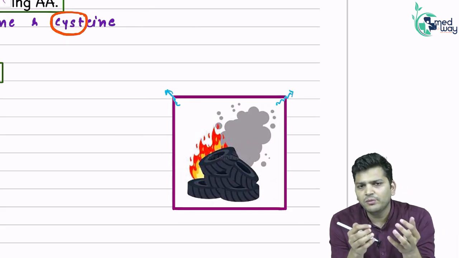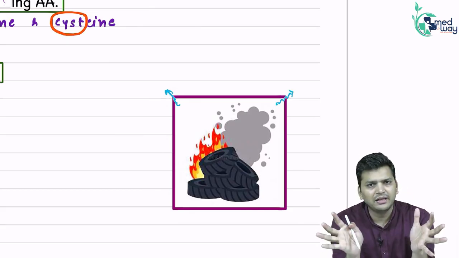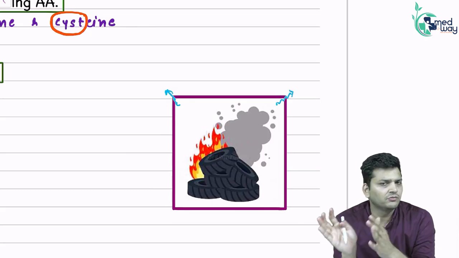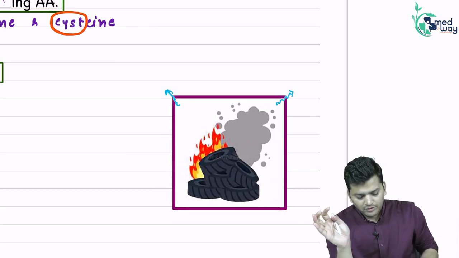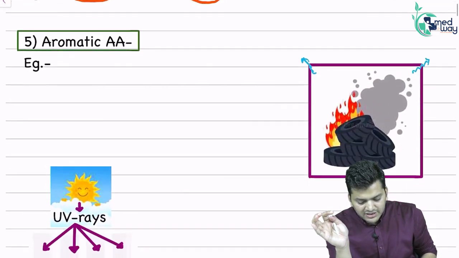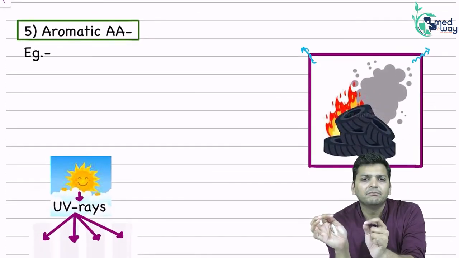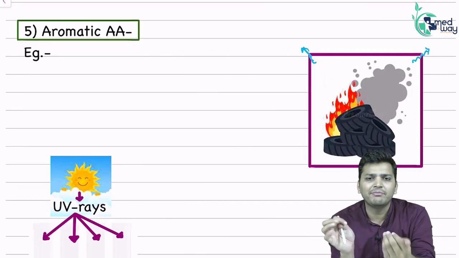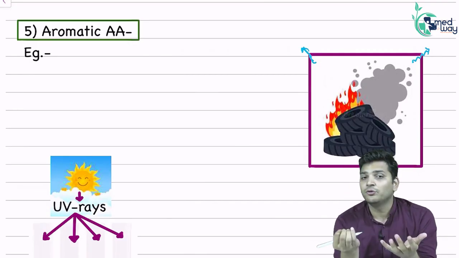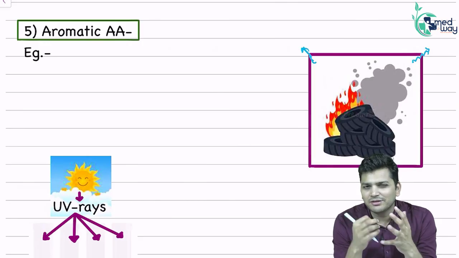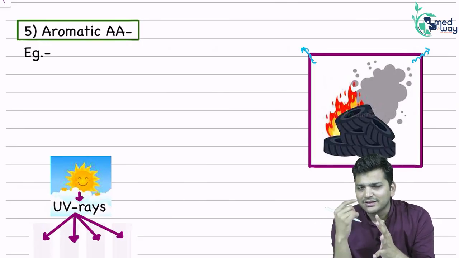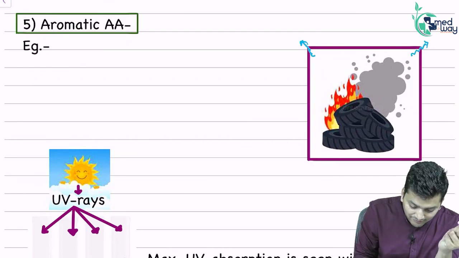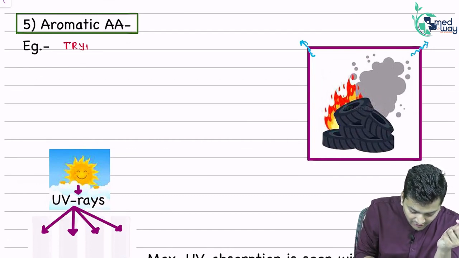So what I'm trying to make you understand is, whenever there is a smell, if you want to get rid of the smell, you have to turn on the fan. So whichever amino acid has "fan" in the name, it will have smell also. This is the way to remember. Can you tell me any amino acid which contains "fan" in the name? Is something coming to your mind? Yes, rightly. It is tryptophan. Fan in the name, it's aromatic.